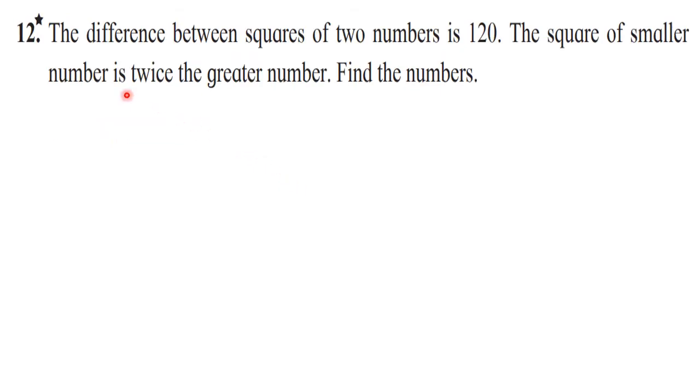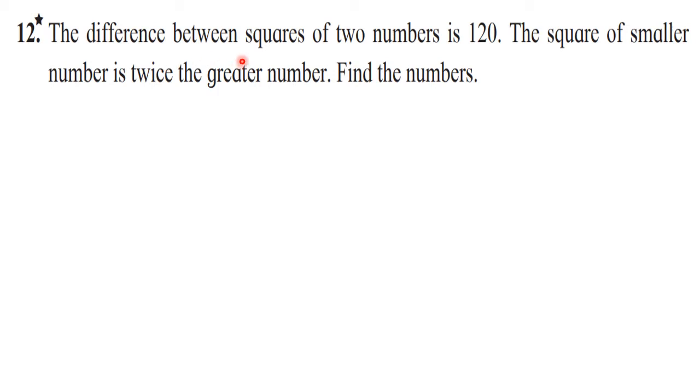Question number 12. The difference between squares of two numbers is 120. The square of smaller number is twice the greater number. Find the numbers. Now this question is a little bit different. Here the conditions are given in the form of squares. So here we have to think accordingly.